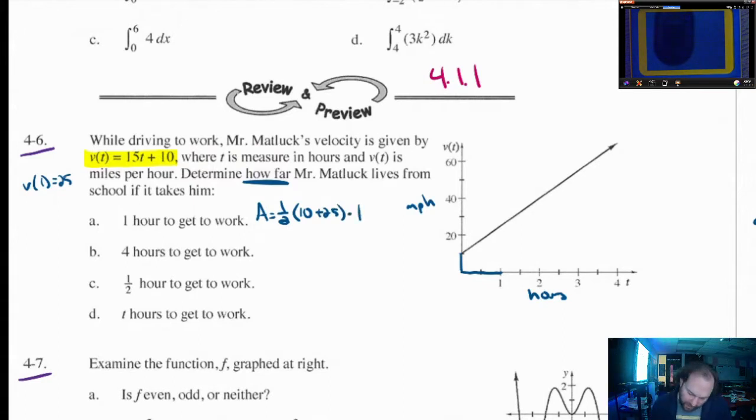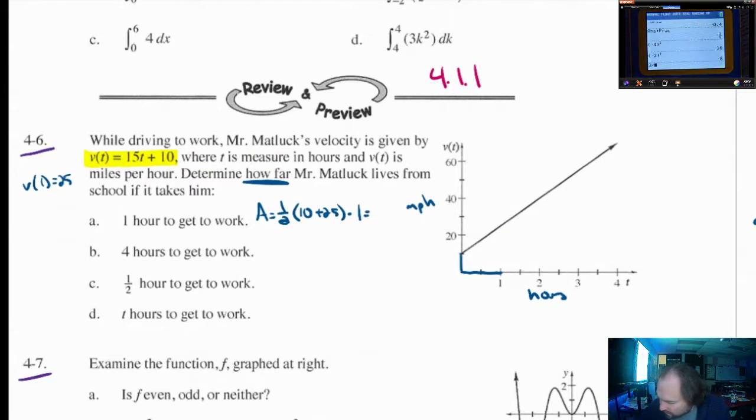So that would be half of 35, which is, on my calculator really quick, 35 divided by 2 is going to be 17.5 miles. Getting my answer kind of mixed up with my miles per hour right there.